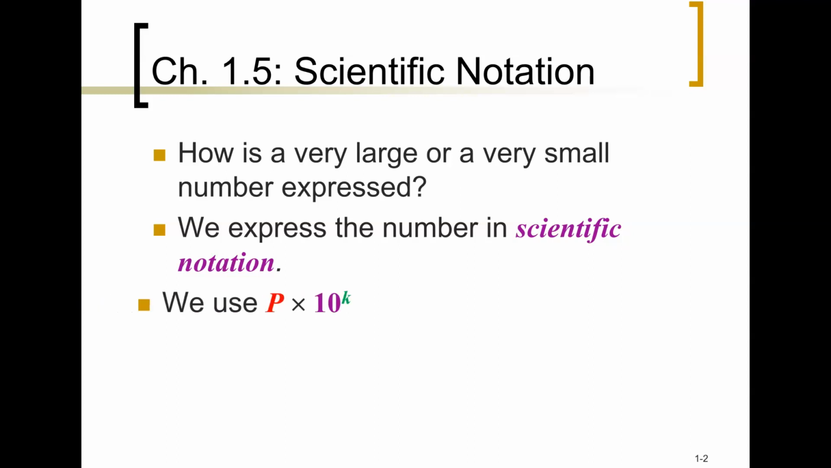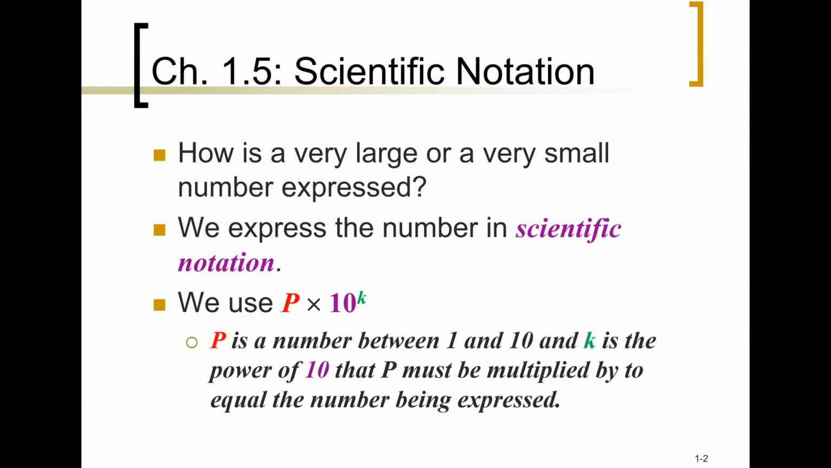So here's the rule. You must use a number p multiplied by 10 to a power. And the rule for that p is that p is a number between 1 and 10. And k is the power of 10 that p must be multiplied by to equal the number being expressed. So you may still have the correct number expressed, but if you don't have a p that is between 1 and 10, then you're not specifically in scientific notation.